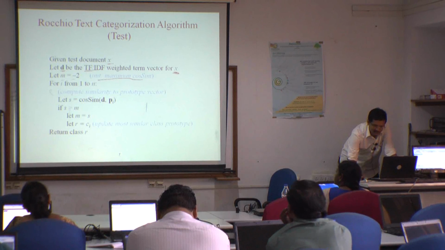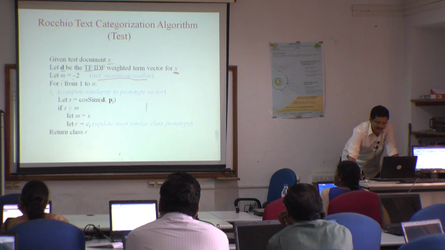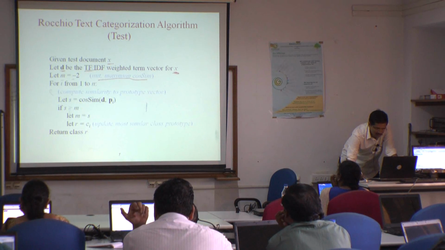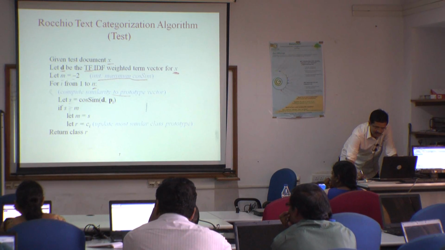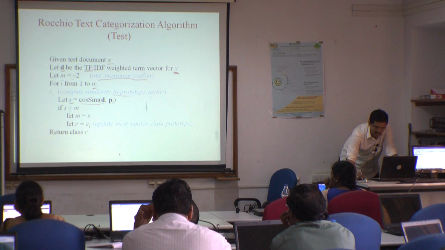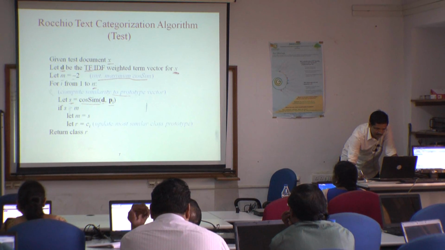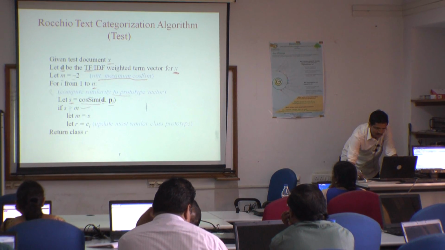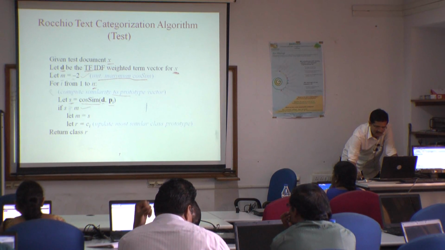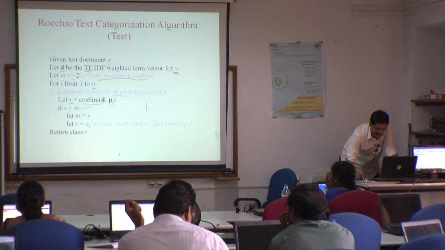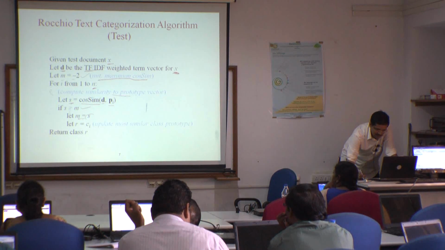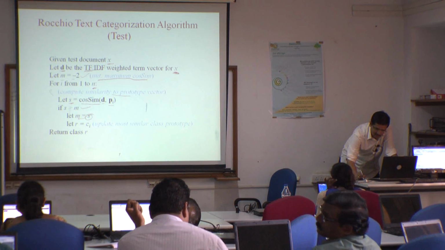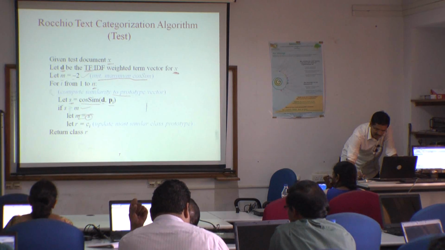So let d be the TF-IDF weighted term vector of X. Set the maximum cosine similarity m at the initial stage. Now from i equal to 1, for all given classes, compute the similarity with the prototype vectors. Let s equal the cosine similarity of document d with pi. Here pi represents the centroid of that class. If s is greater than m, where m is the initial threshold, then put that new similarity in m, and assign that document to class r.